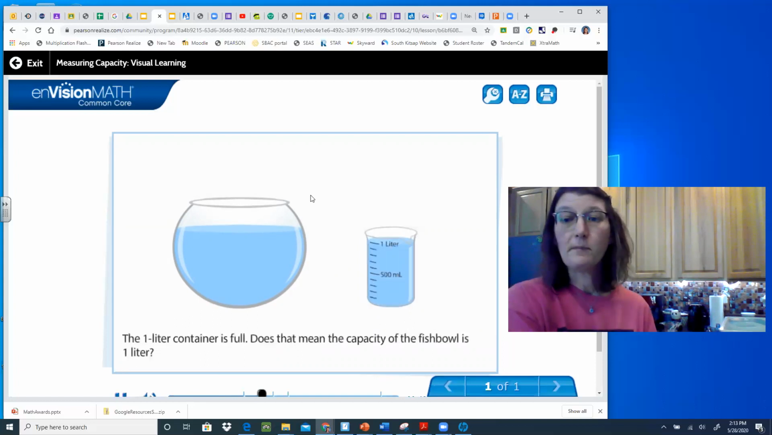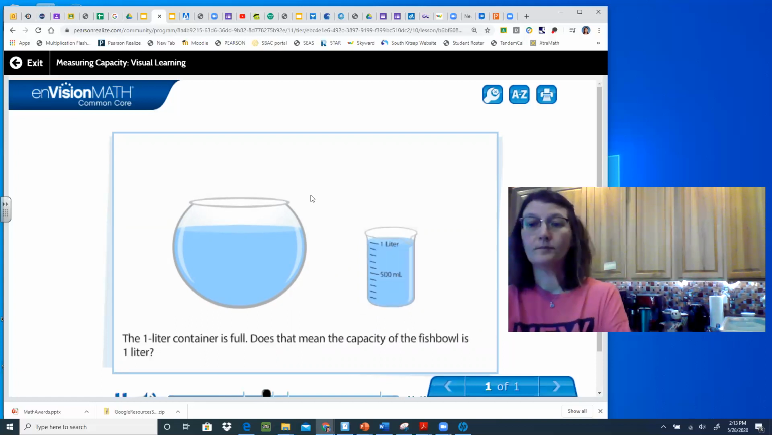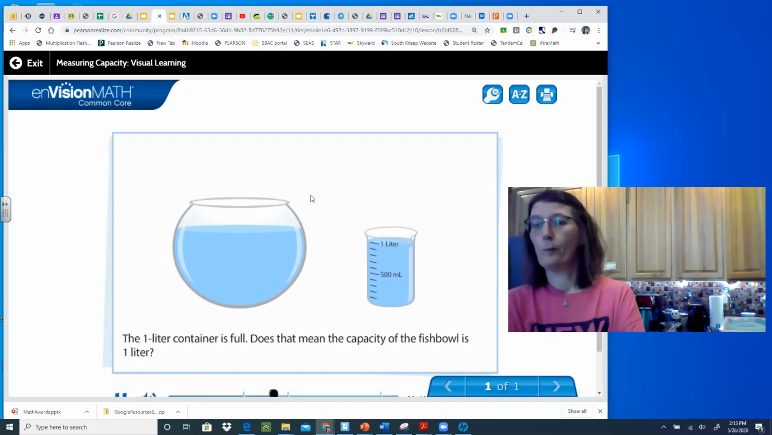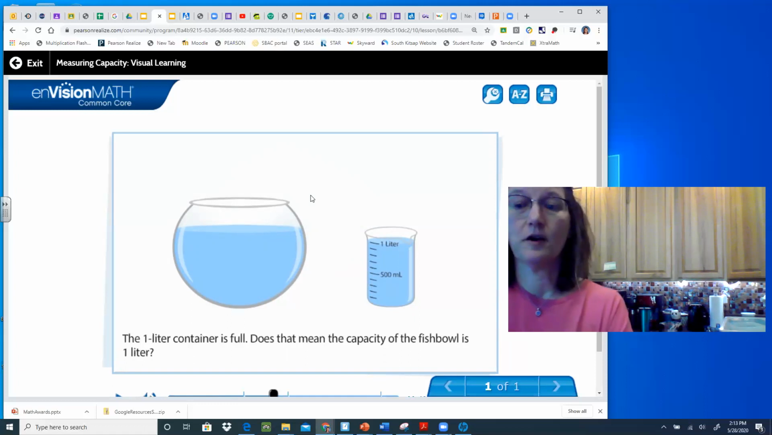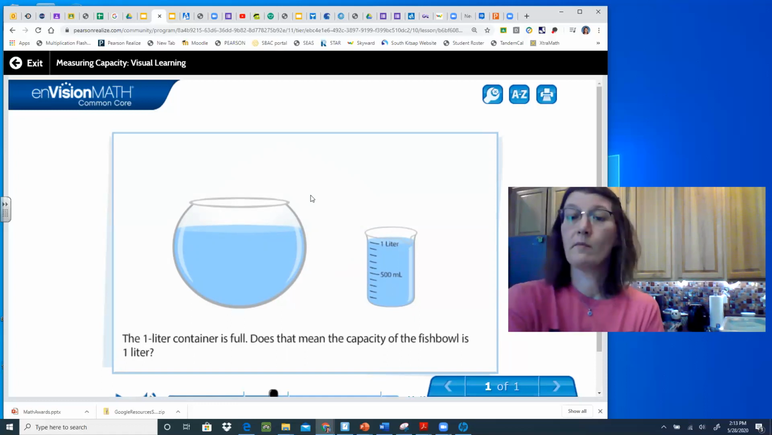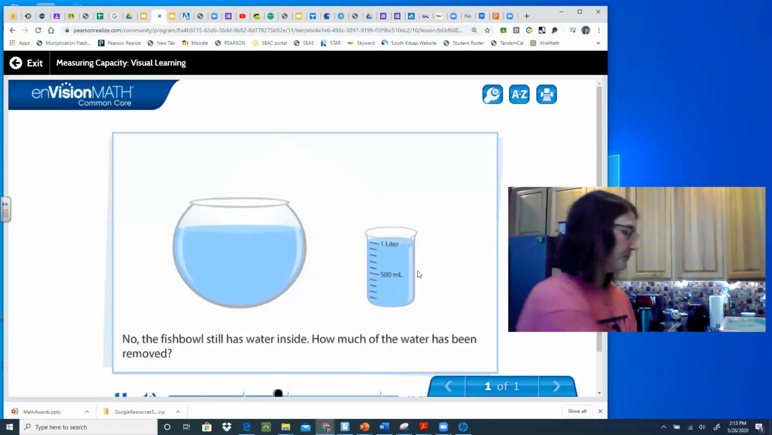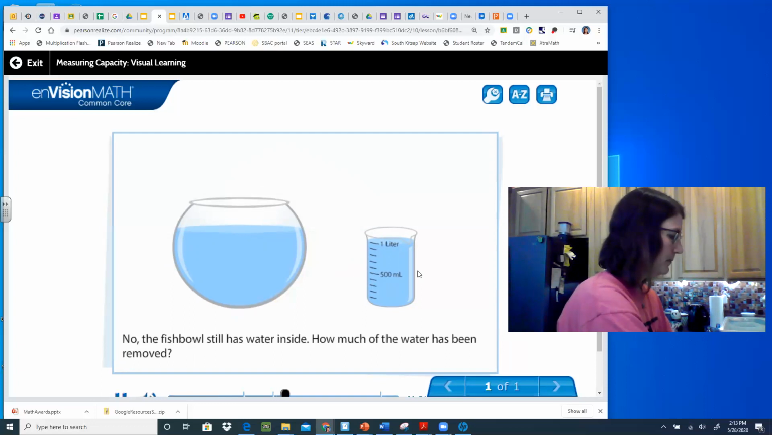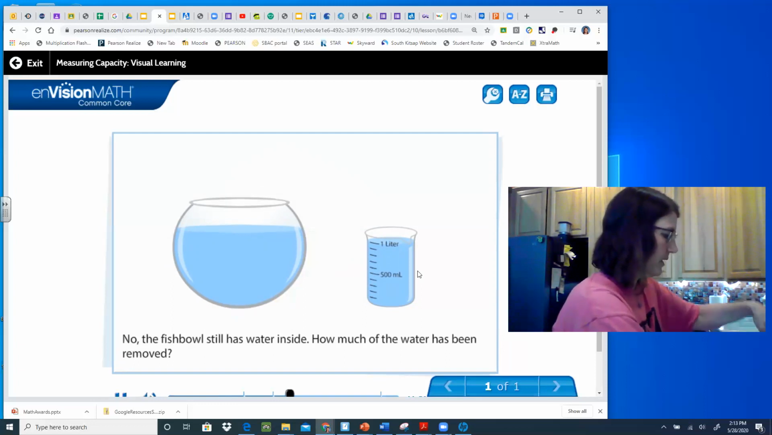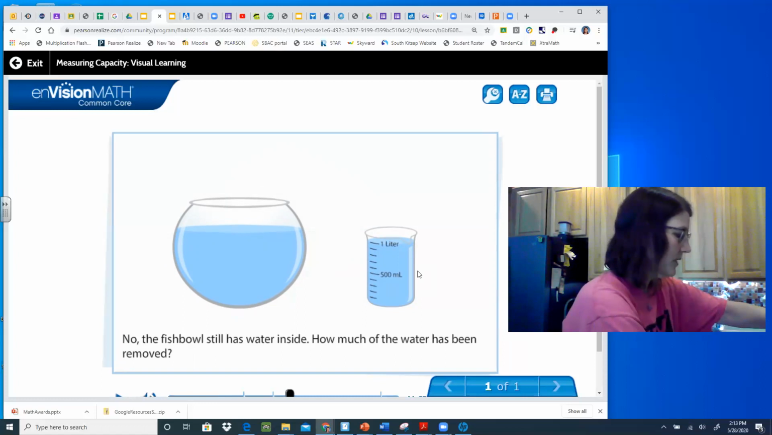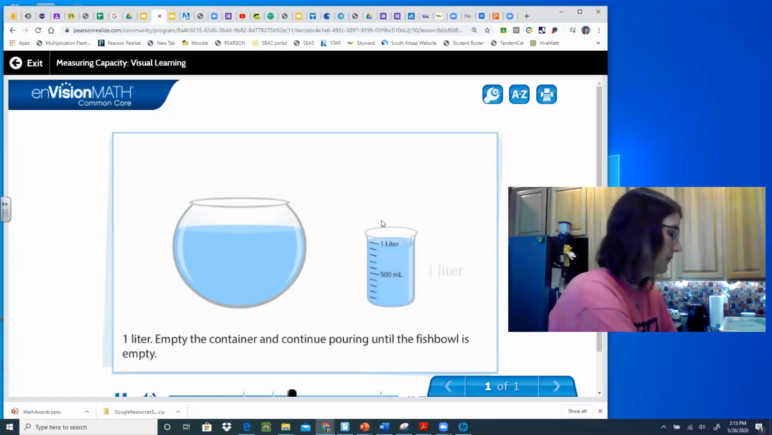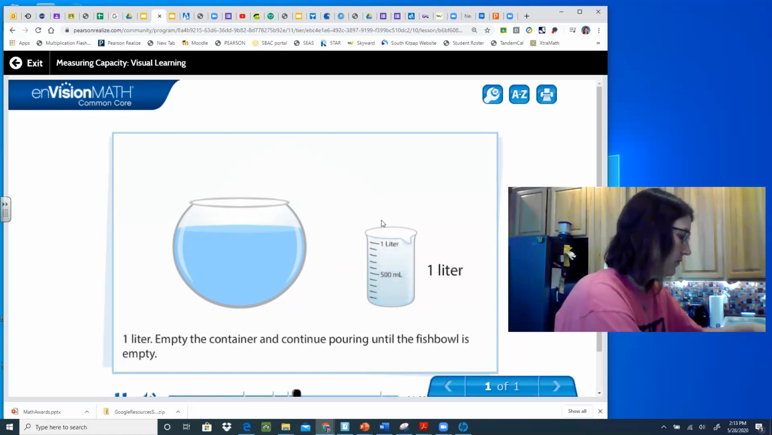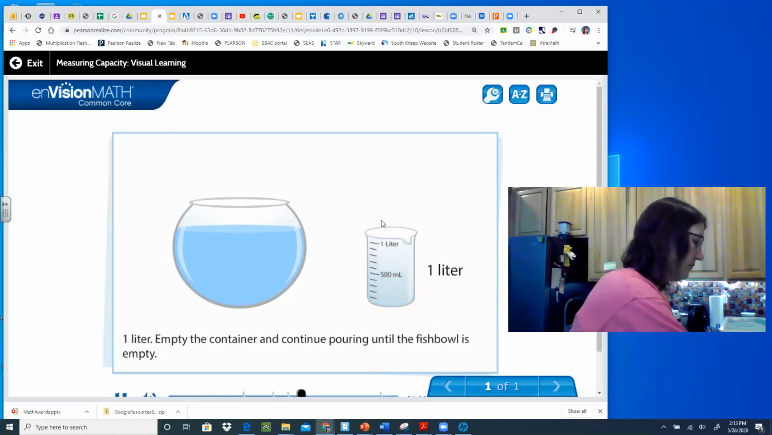The 1-liter container is full. Does that mean the capacity of the fishbowl is 1 liter? You'll notice the fishbowl still has a lot of water in it, and we still have to measure that portion. No, the fishbowl still has water inside. How much of the water has been removed? So far, 1 liter has been removed. 1 liter. Empty the container and continue pouring until the fishbowl is empty.